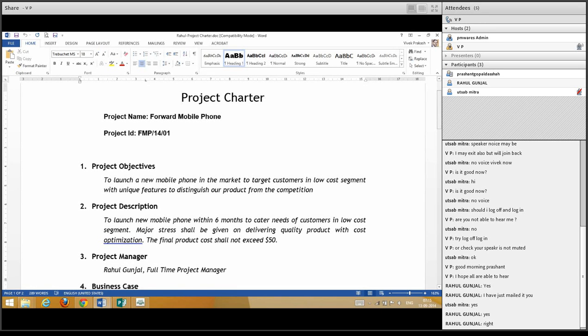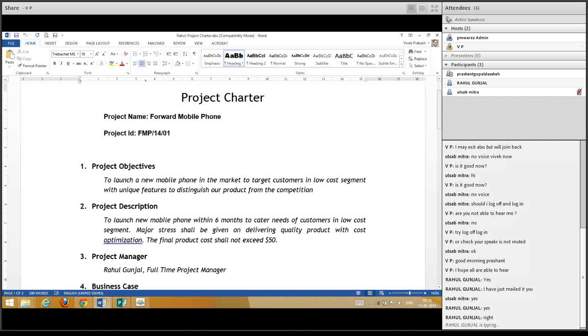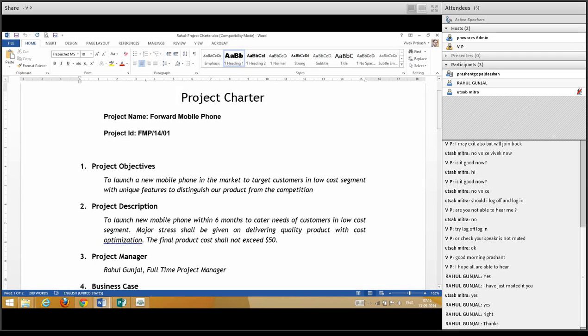What should be a project charter, and some sections are excellently written. Excellently written. A few things are here to look at, which will make this a very good project charter into an excellent project charter.